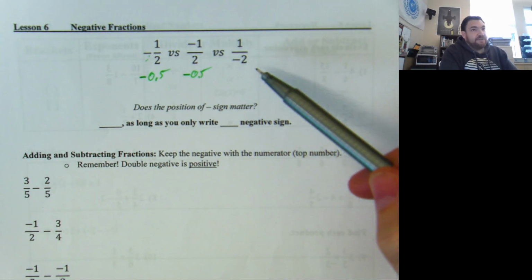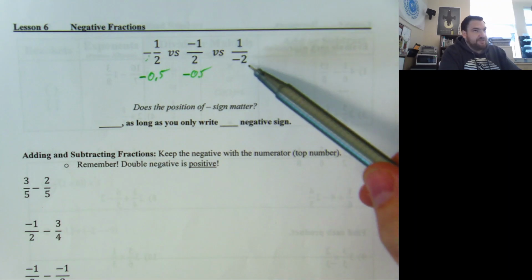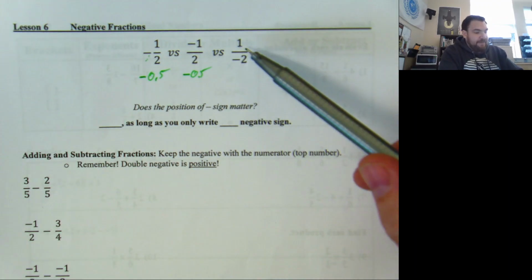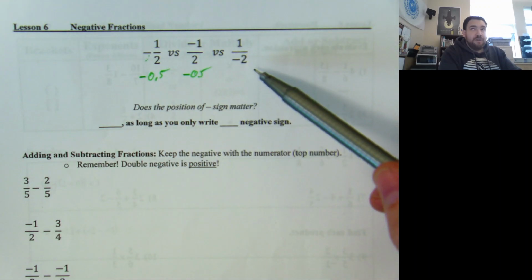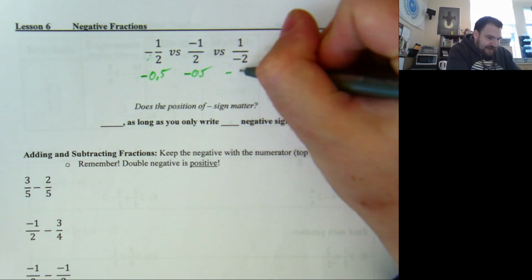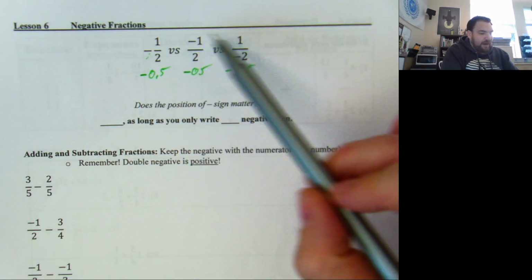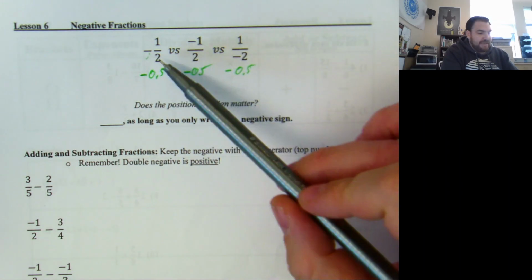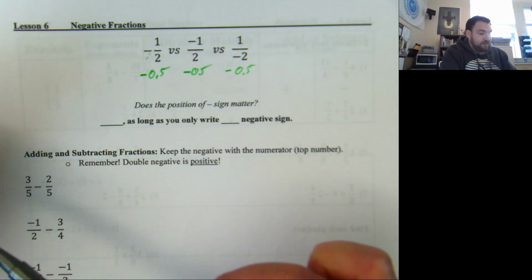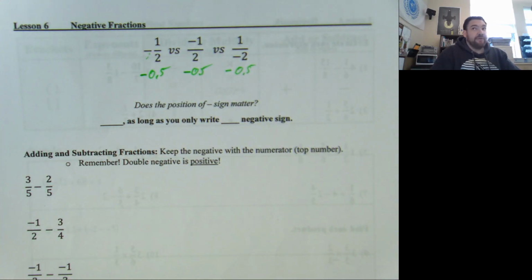1 divided by negative 2 is exactly the same. Now the 1 is positive, but the 2 is negative. When you divide a positive by a negative, your end result is still going to be negative, and 1 over 2 is still a half, or 0.5. So it doesn't matter where it is in the fraction, it's going to give you the same result either way.